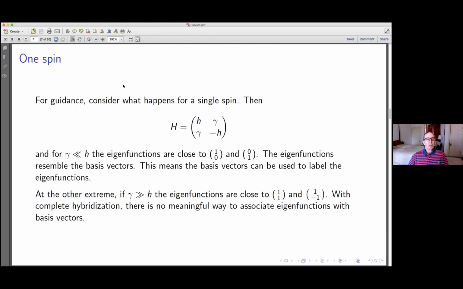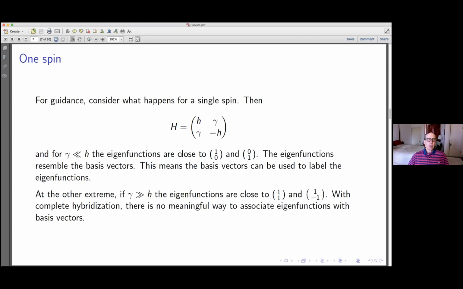All right, so now let me get down to a very simple example, which will be illustrative not just of MBL, but also of some of the arguments that I'm going to be giving later on. Just take a single spin. So this matrix has the diagonal elements H and the off-diagonal elements gamma. There are very clearly two regimes. If the off-diagonal term is much smaller than the level spacing, the eigenfunctions, once again, are going to be close to the basis vectors. In fact, they can be deformed continuously into the basis vectors, so that can be used as a labeling system.